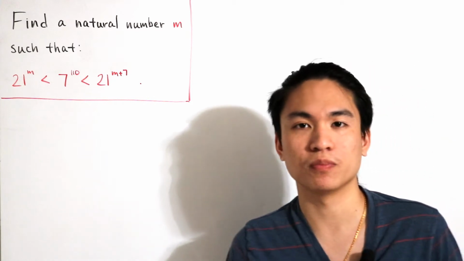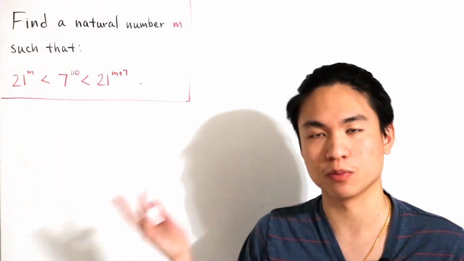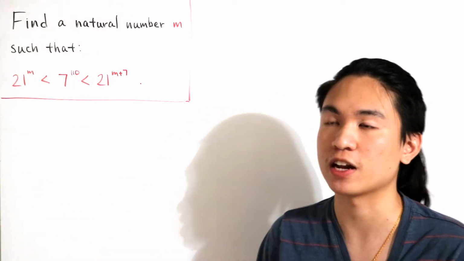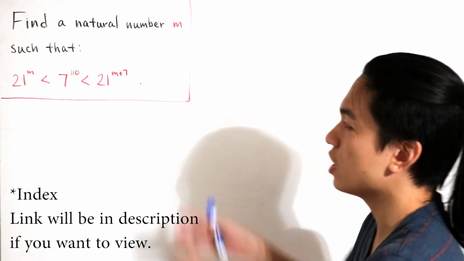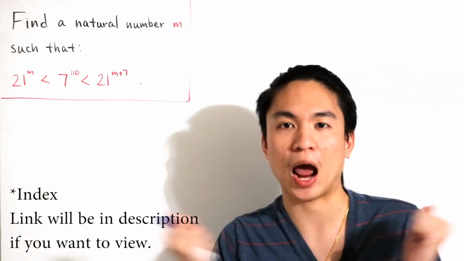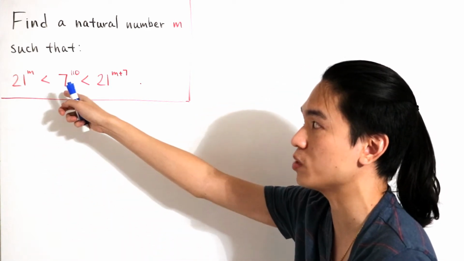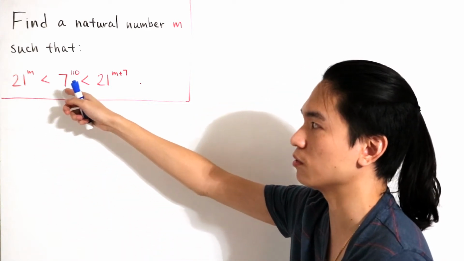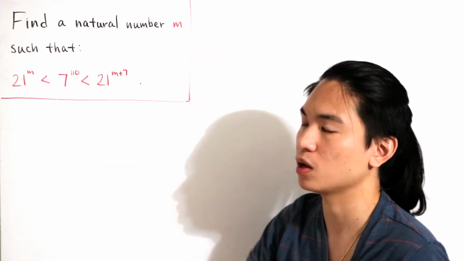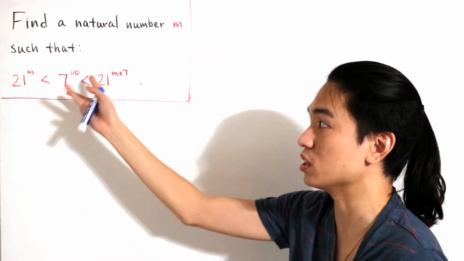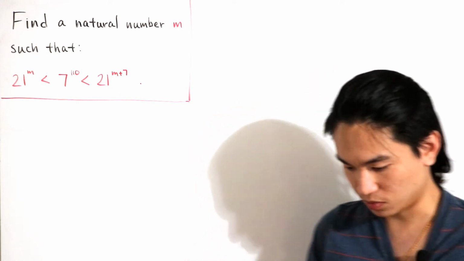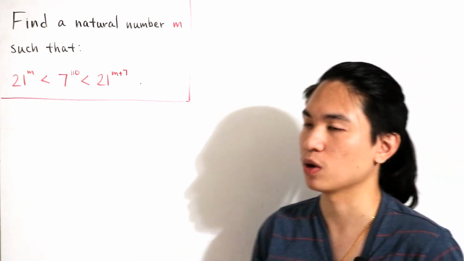From the previous video I did, which was similar to this, that was centered on finding a bound that satisfied the inequality. Here, in this case, we're finding a natural number m that satisfies the bound, with 7 to the power 110 in between the two. So this is just a pretty straightforward number theory problem.